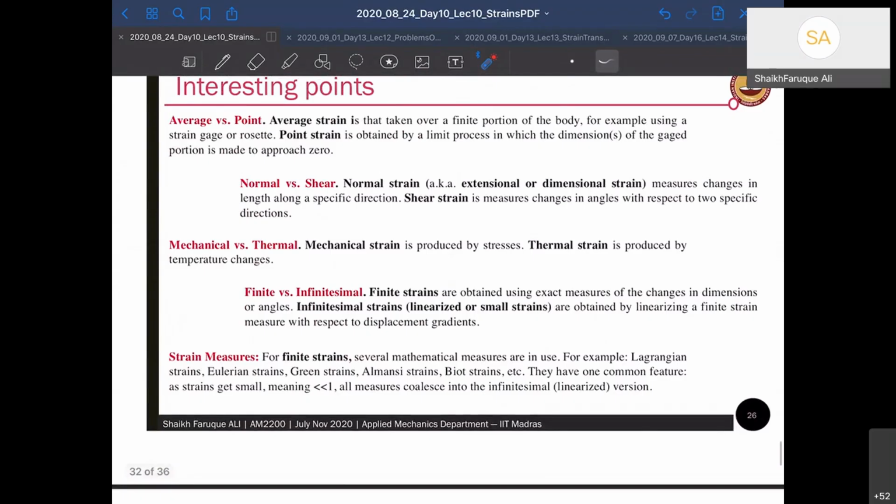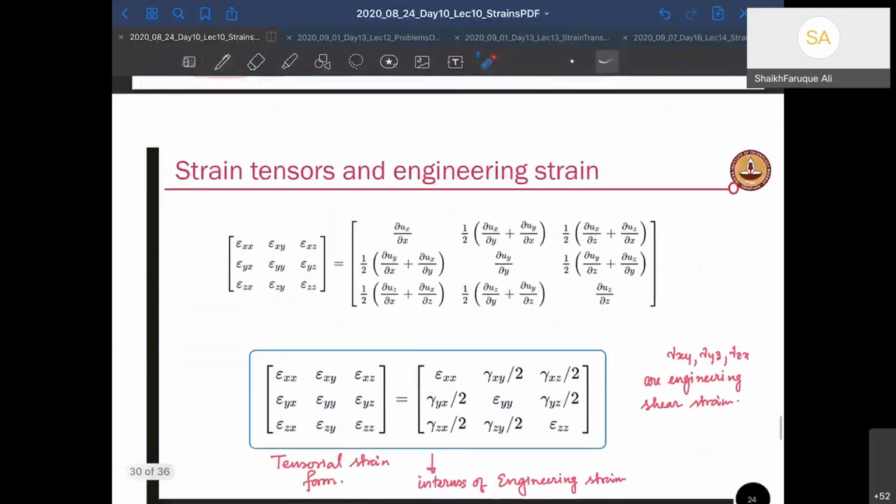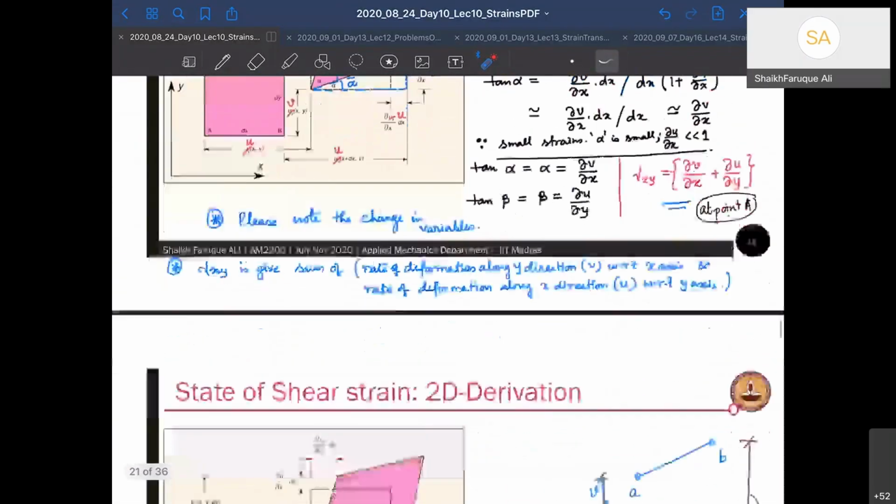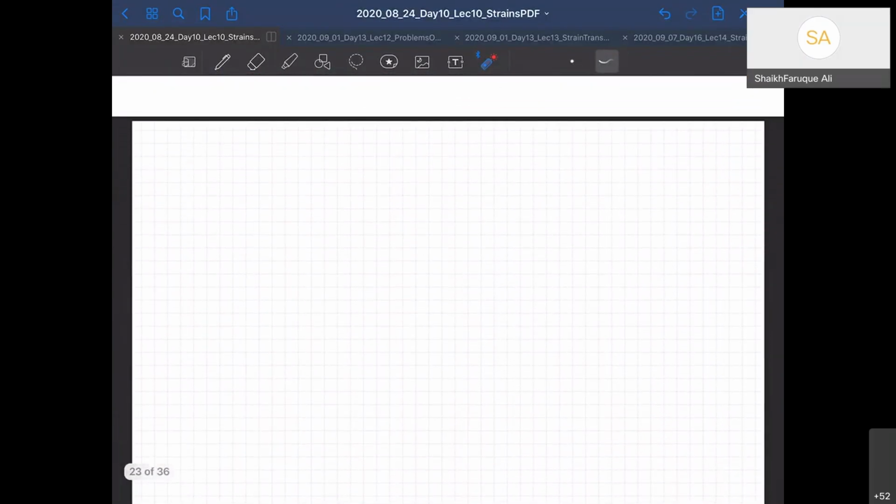How do you measure strain? Generally strains are unitless, right? They don't have any unit. So I would write it. Why do I write it? Somewhere I have to write. Otherwise you will say that we have not written it. Okay, let me write it here. Strain has no unit. It is a ratio of lengths. So it has no unit.